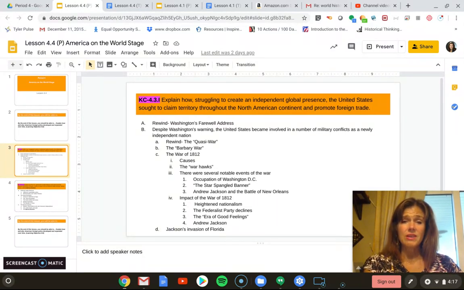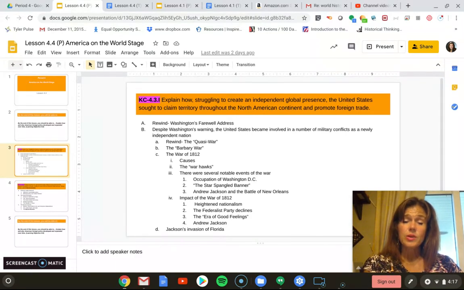Another significant event is the writing of the Star-Spangled Banner. We win the Battle of Baltimore, which inspired Francis Scott Key to write the Star-Spangled Banner, which would later be adapted to our national anthem.